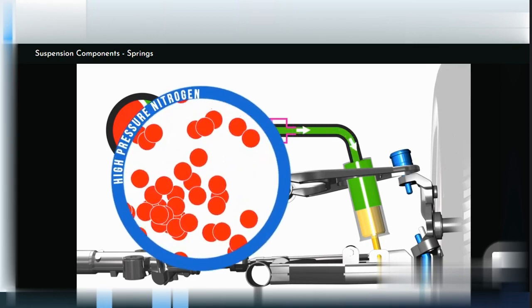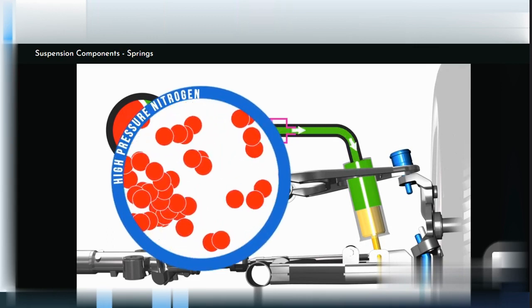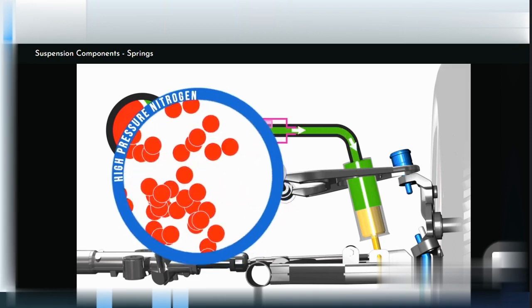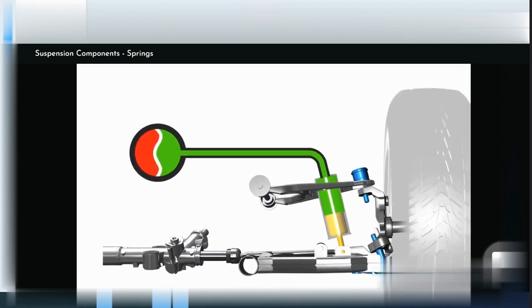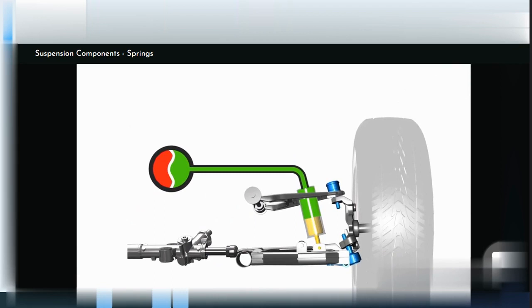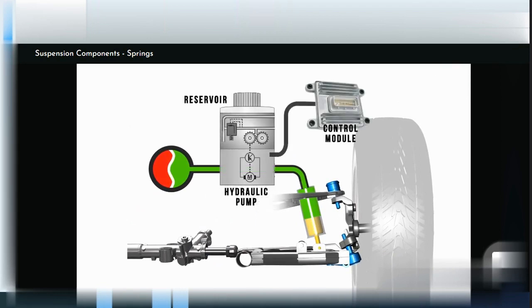High pressure nitrogen is used due to its linear compression and expansion characteristics. This action is very similar to that of a shock and spring, but if we add a control module, hydraulic pump and reservoir, we can control ride height, spring preloads and dampening characteristics by adding, removing or changing the flow of hydraulic fluid.